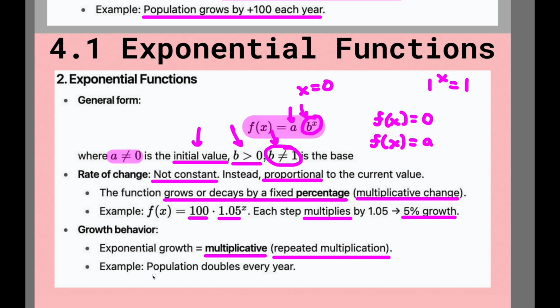The population doubles every year. Okay, it's not going up by 100. The other one was just plus 100 each year. This one, it just doubles. Whatever it is, it's proportional to the next one by 2. So it just multiplies. The population was 4. The next year it would be 8. The next year would be 16. It just doubles each time. You're not adding a specific amount. You're multiplying by a specific amount. So that's the difference between exponential and linear.